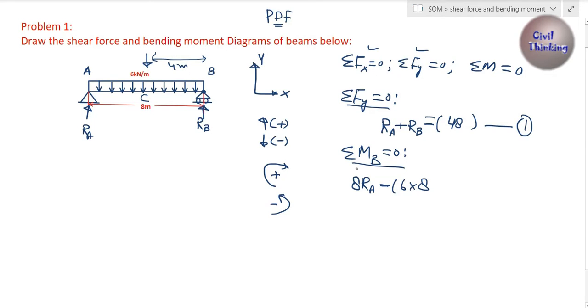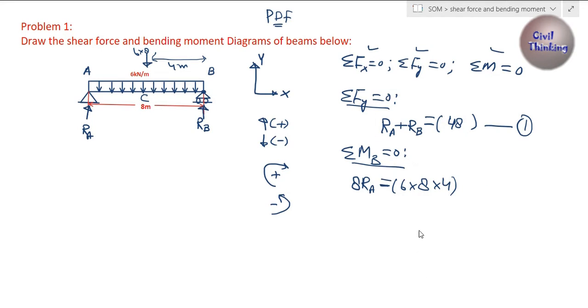So 6 multiplied by 8 is the load, and how far is it? 4 meters. So load multiplied by distance: 6 multiplied by 8 multiplied by 4. Is there any other load or reaction? No. So this is equal to 0, because summation M equal to 0 is the equation. Let's take this 6 multiplied by 8 multiplied by 4 to the right side.